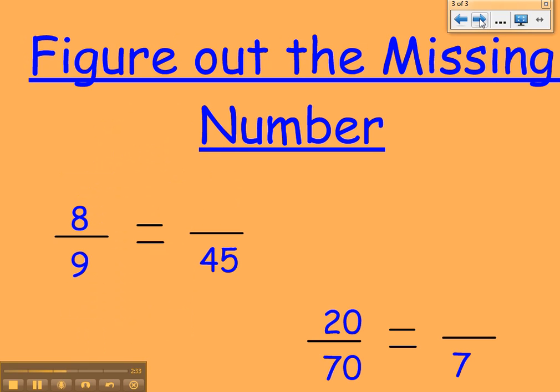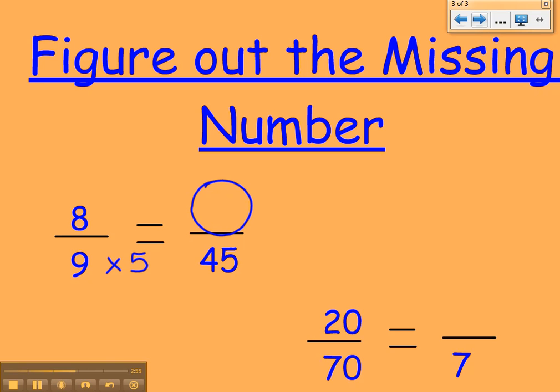Finally, I can figure out missing numbers because now I know enough about equivalent fractions. I'm going to look here. I'm missing this top number right up here. But I know on my problem that I'm changing 9 into 45. Let me think about my math facts. 9 times 5 equals 45. So I know I'm multiplying by 5 to find this equivalent fraction.